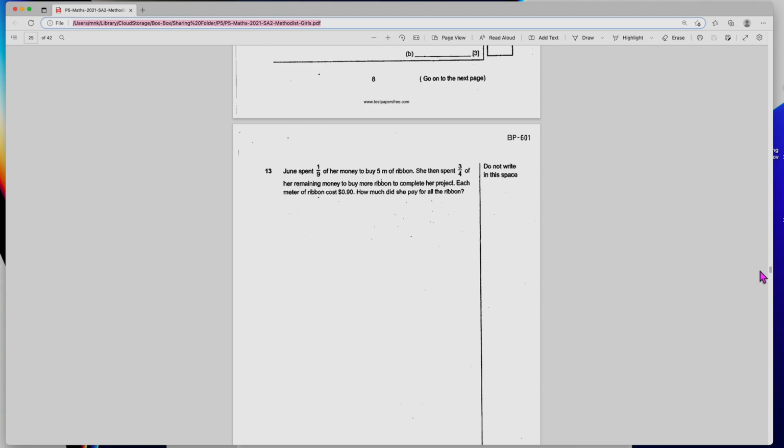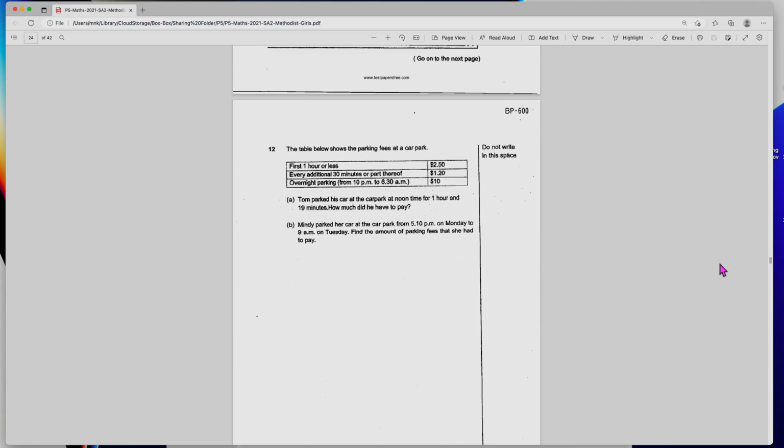So like your mom said, this question is very simple. So how you do this question is you need to split, 分开, break it down. So you must break it down correctly. So first hour or less is 250. So every additional 30 minutes 120. Then overnight parking is 10.